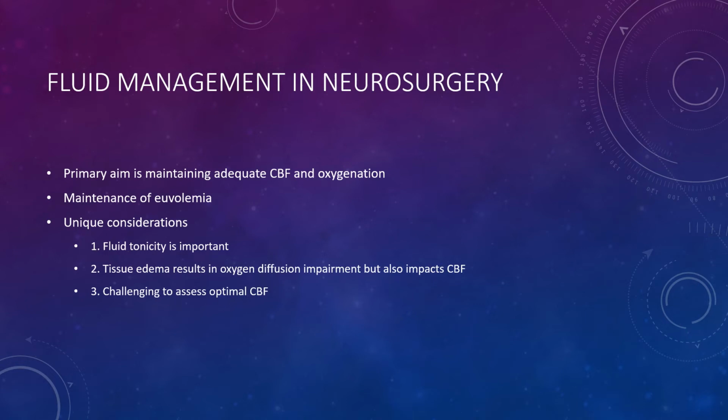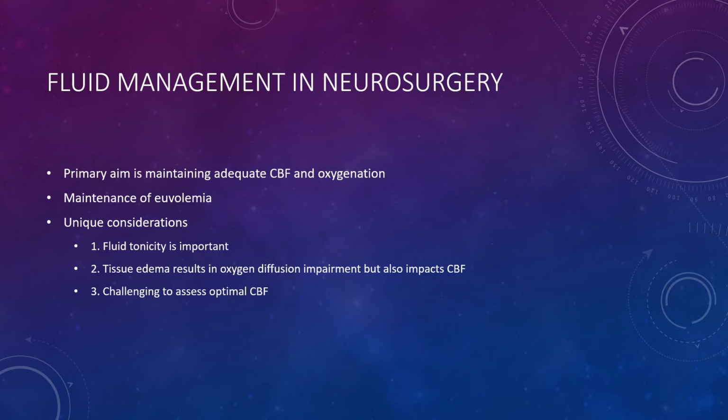Moving on to fluid management in neurosurgery. The primary aim is to maintain adequate cerebral blood flow and oxygenation. Patients who have neurological insults, you want to prevent further brain damage, which is caused by inadequate cerebral blood flow. And so it's critical to maintain stable hemodynamics and cerebral perfusion pressure. And so maintenance of euvolemia really is the goal.